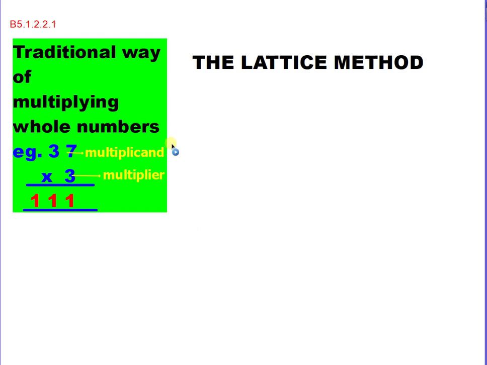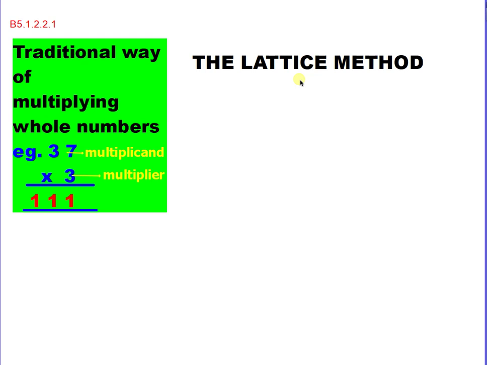Now this is the time for us to officially start using the lattice method to perform multiplication. So here we have a 2-digit number being multiplied by a 1-digit number. Traditionally, I'm sure you can perform this and get your 111. Now come to the lattice method. What will be your first step?